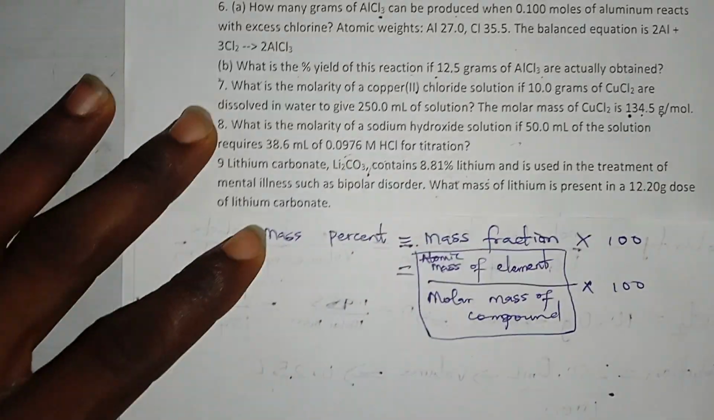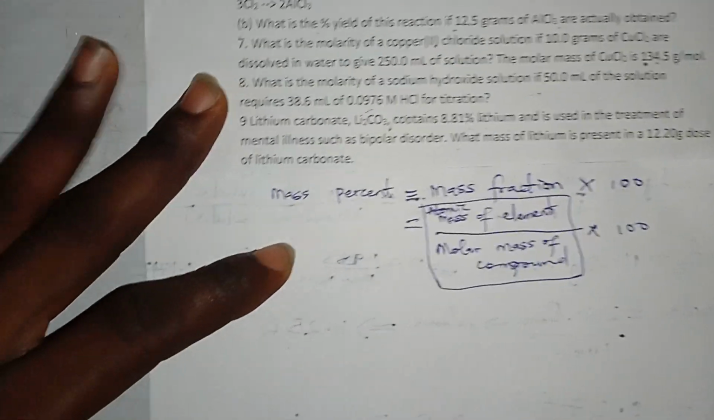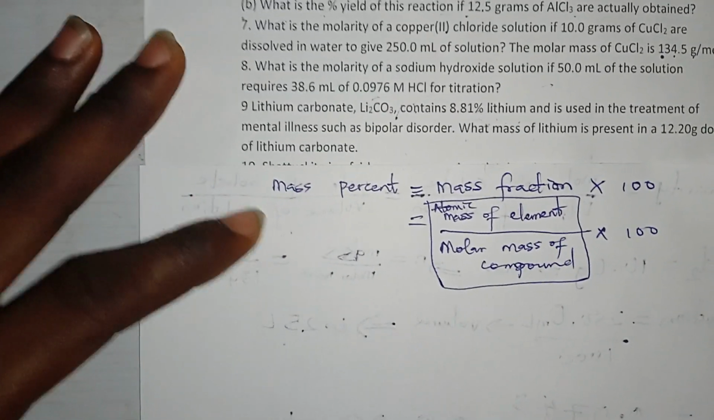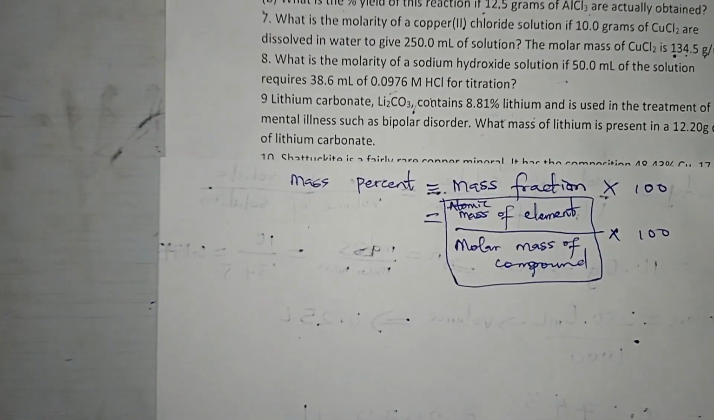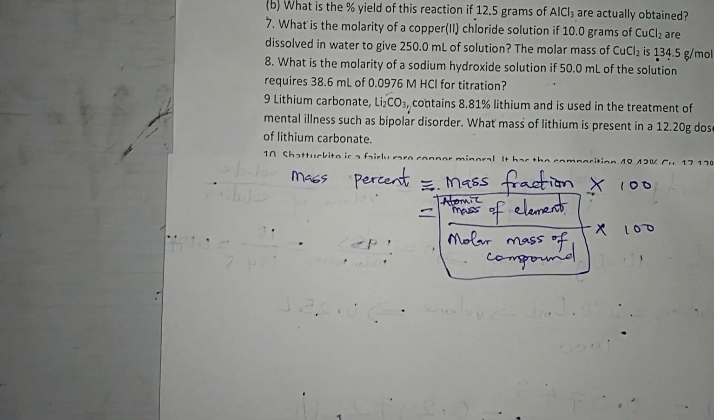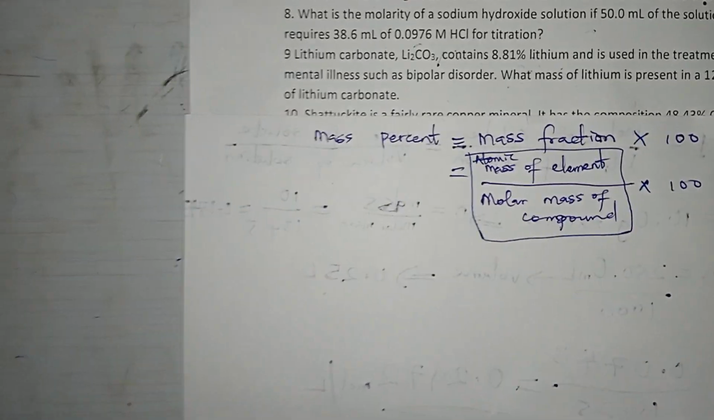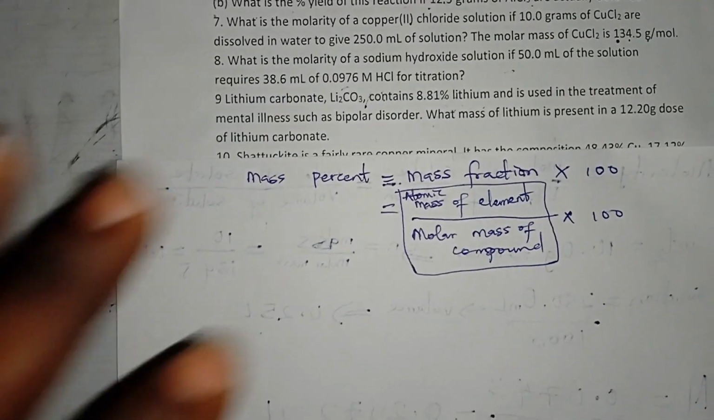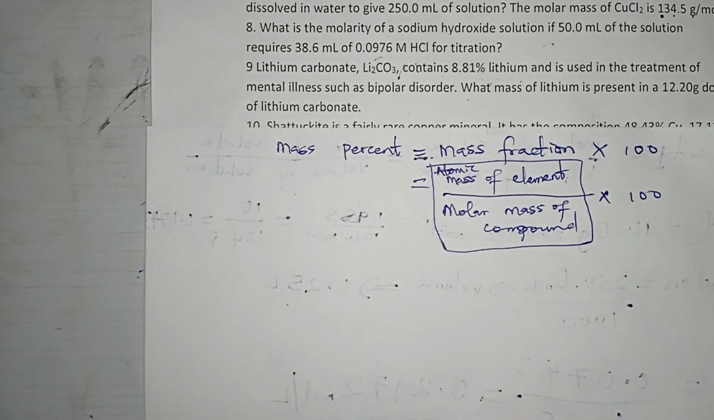So once you know this, anytime you see a question and they tell you that the compound is 8.81% of an element, lithium, it means that that is the mass percent.